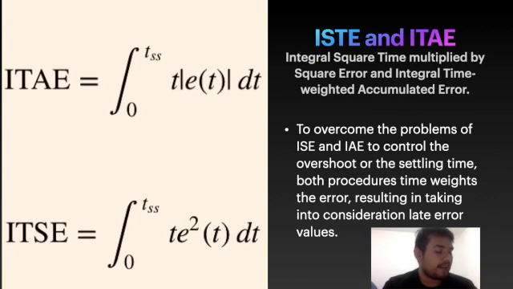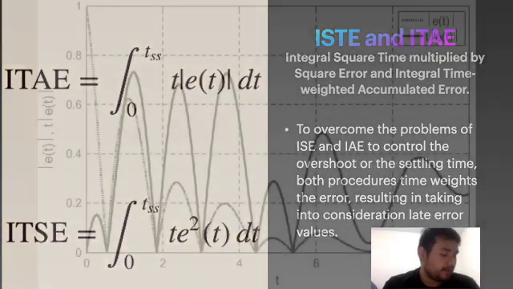ITSE and ITAE. Now we consider the time in both cases, and that's why we have the time weight. This is to overcome the problems of the ISE and IAE and control the overshoot or the settling time, if it's the case. But both procedures count the error even if the error is in the late time values near to the steady state time.